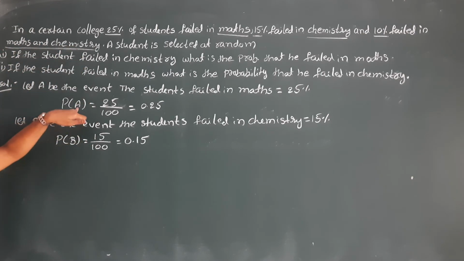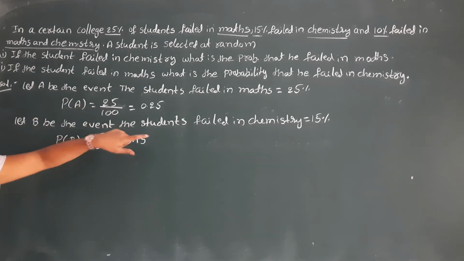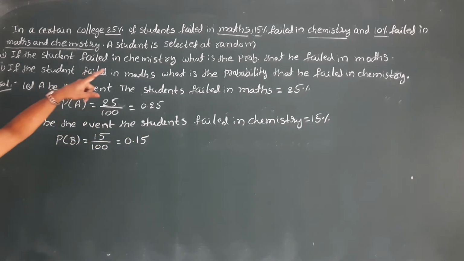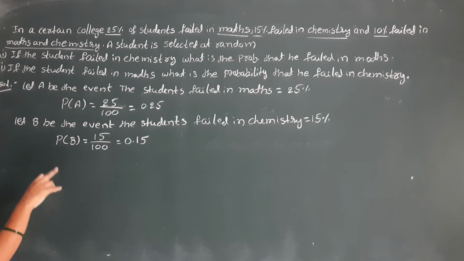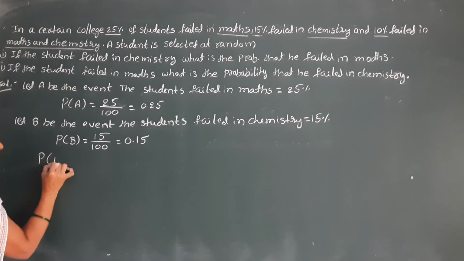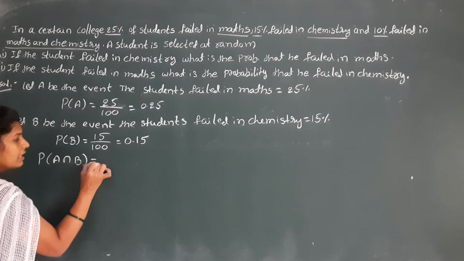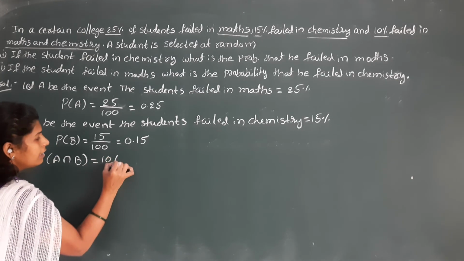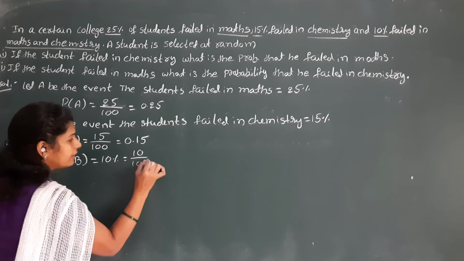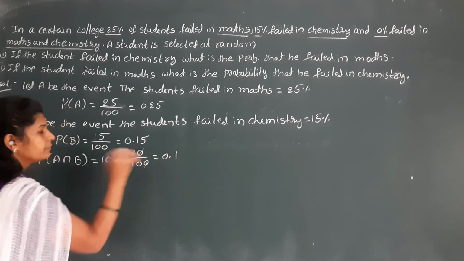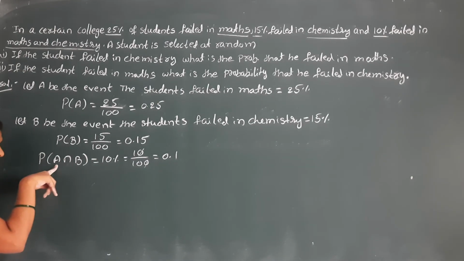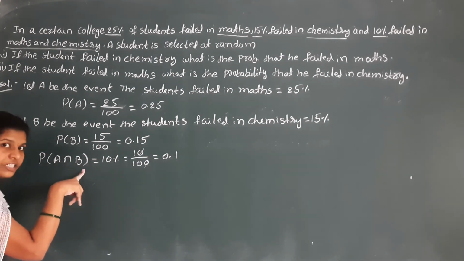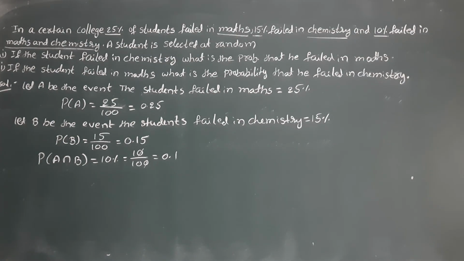Failed in maths I consider as A. Failed in chemistry I consider as B. Here 10% of students failed in both maths and chemistry, and it indicates in the probability the intersection. So P of A intersection B is equal to 10%, which is 10 by 100, that is 0.1. So why am I writing intersection? He failed in maths and chemistry, so intersection A and B.